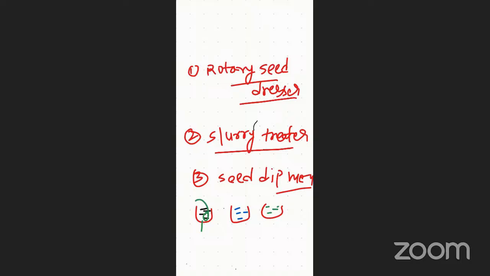So in this method, we don't apply any chemical or any physical factor. We're using some of the microorganisms, the beneficial microorganisms, not harmful. These beneficial microorganisms fight with the others, that means harmful microorganisms. As a result, we get pathogen-free seeds.